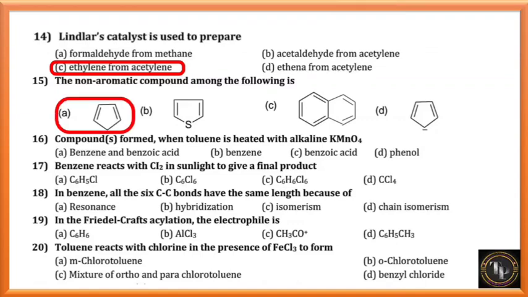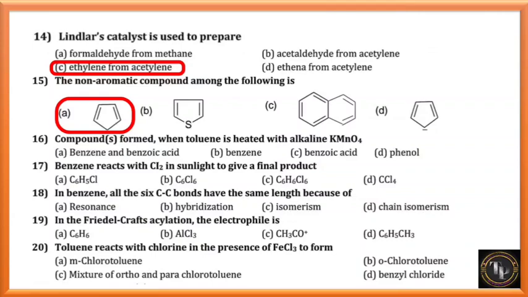Non-aromatic compound, this first one. How to identify aromatic and non-aromatic? Remember guys, if the number of lone pairs and double bonds is odd, then that is called aromatic. A negative charge is also counted as a double bond only. Lone pairs are counted as a double bond.